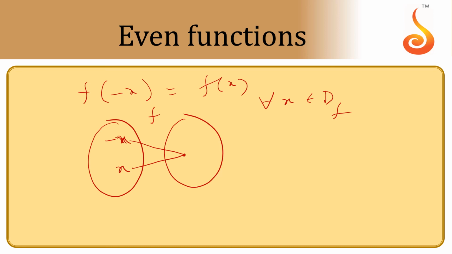So what does it mean if I put it in the graph? For every x comma y point on the graph, suppose x is positive, there will be a corresponding symmetric point in the second quadrant. That's why if you see the cos function, it will be symmetric about the y-axis.